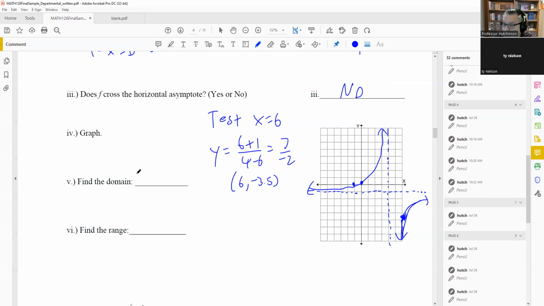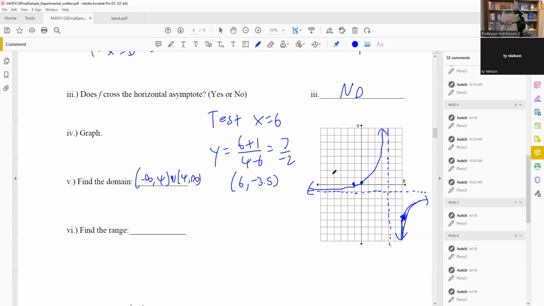All right, so we want to find the domain and the range. The domain is all values except for the vertical asymptote. So it's going to be -infinity to 4, and then 4 to infinity. Okay, so that's going to be your answer for the domain there. And now we got the range.